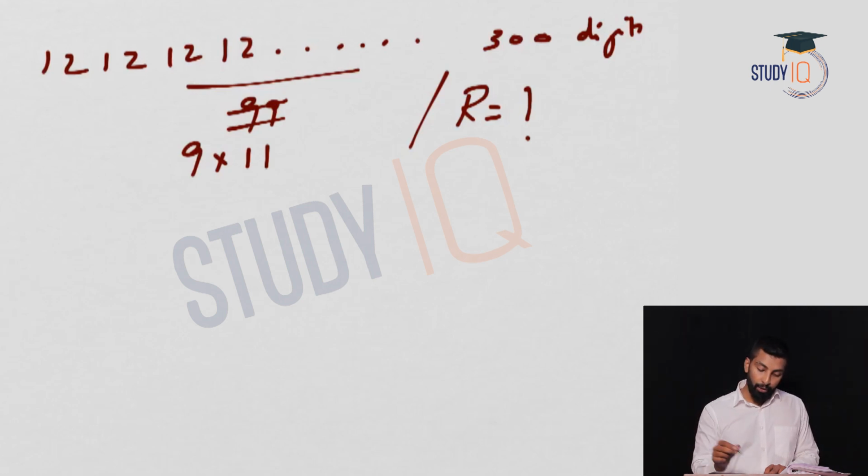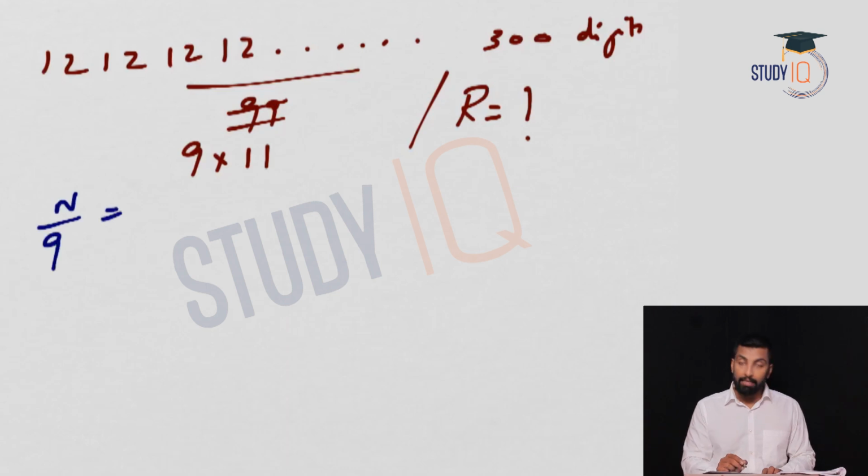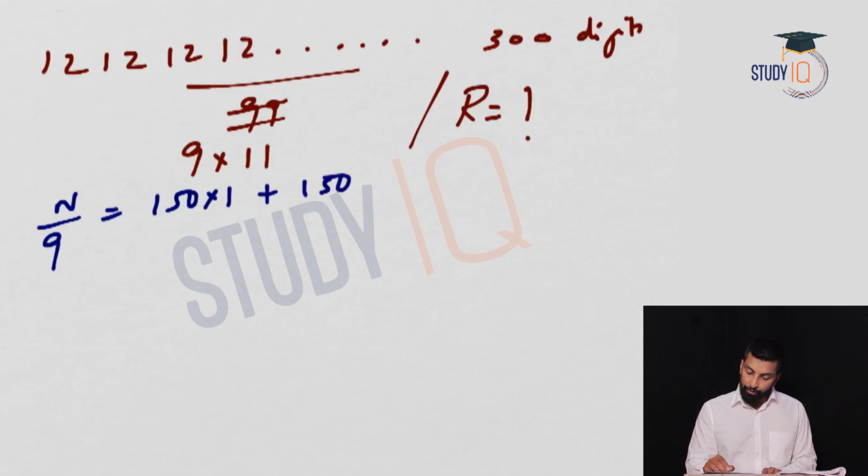So first what we need to do is divide by 9. That means you need to find the sum of digits till you get a single digit, right? So when n is divided by 9, how will you get the sum of digits? How many ones are there? 150 ones are there. Okay, and how many twos are there? 150 twos are there. So you get the sum as 450. Further you sum till you get a single digit, so you get 9. That means when you divide by 9, you actually get remainder 0.